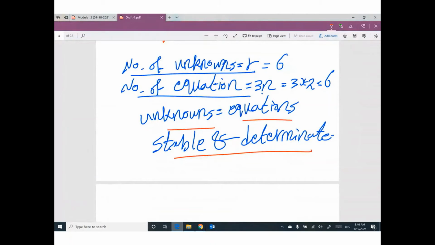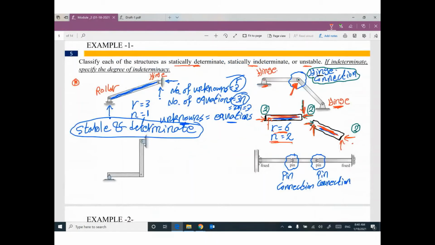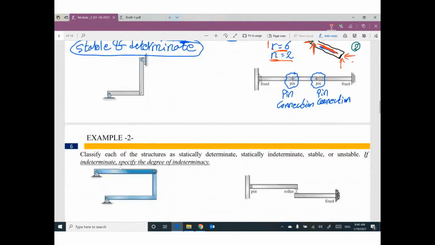Okay. One more. This one. Make sure you can get it. We have here hinge. We have here roller. And we have here pin or hinge connection.